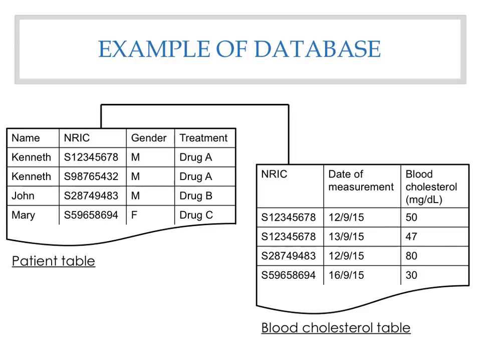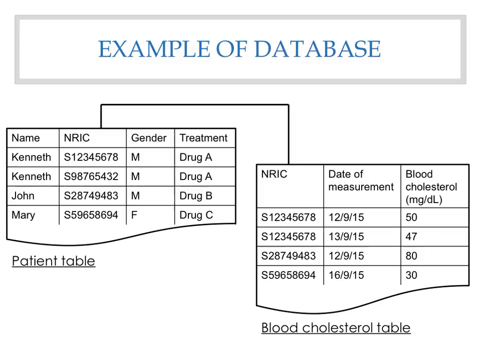In the patient's information table, down the column you have name, NRIC, gender, and treatment. Each column represents a field, and the field name is the header of each column. From the second row onwards, each row represents a record which is related to a particular person.